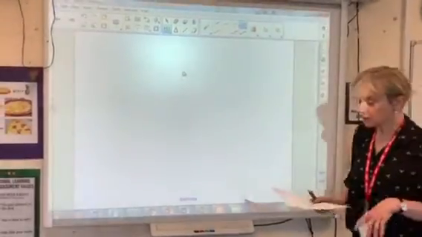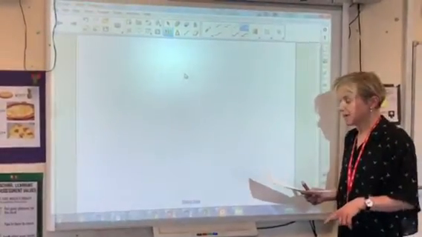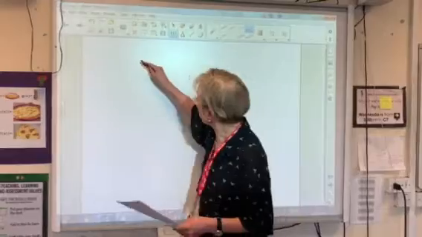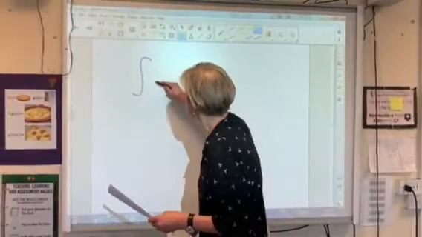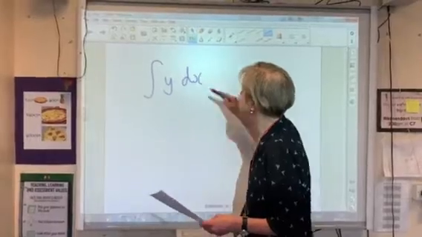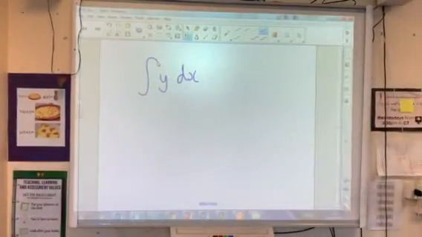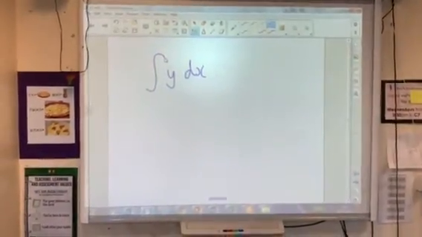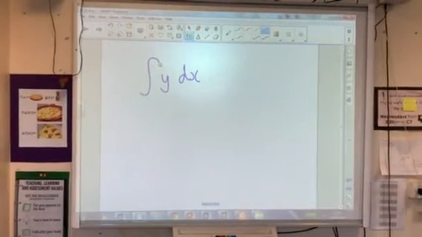Right, so we're going to look at parametric integration. Now, if I was to find the area between a curve y and the x-axis, I would integrate y with respect to x, and y would be a function of x.